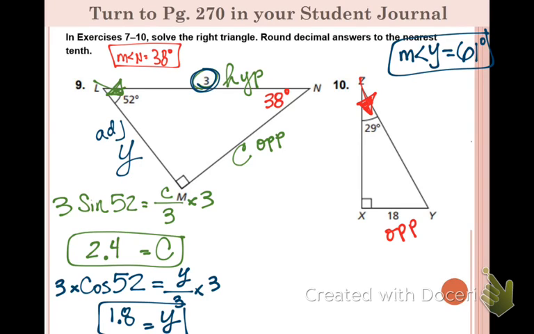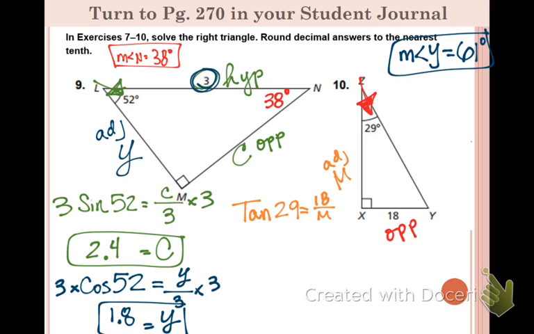We can find the adjacent first. We can call it M. So what trig function are we going to use if we have the adjacent and the opposite? Tangent. So tangent from what angle? 29 equals the opposite, which is 18, over m. Here's where we pause.